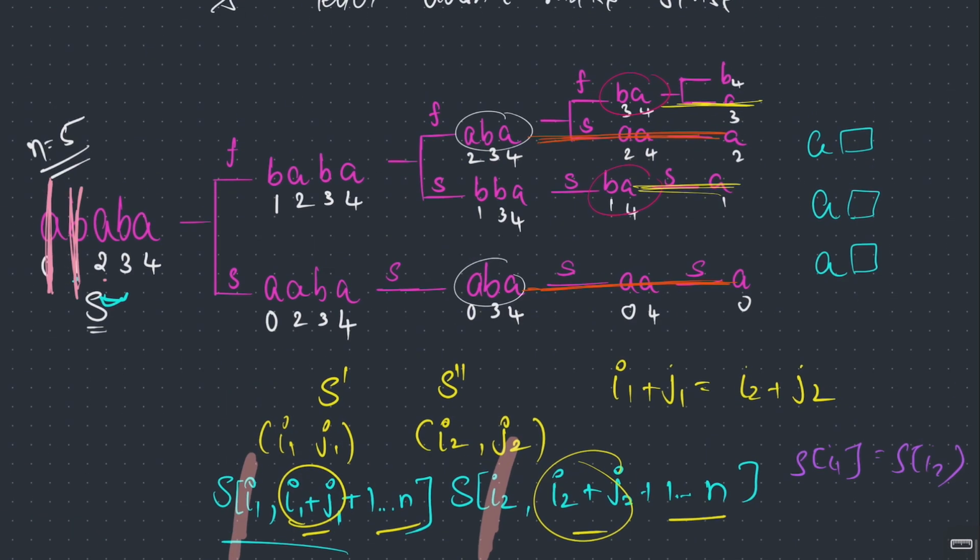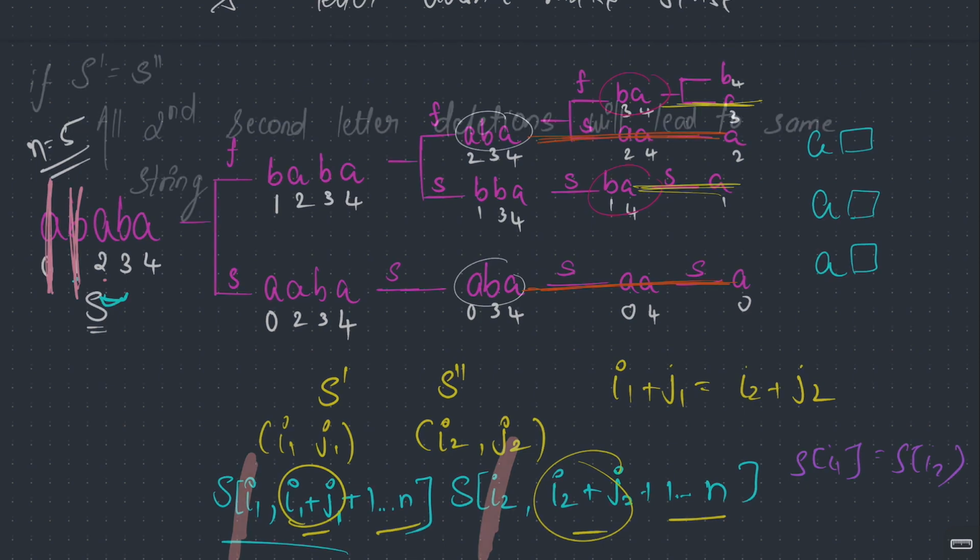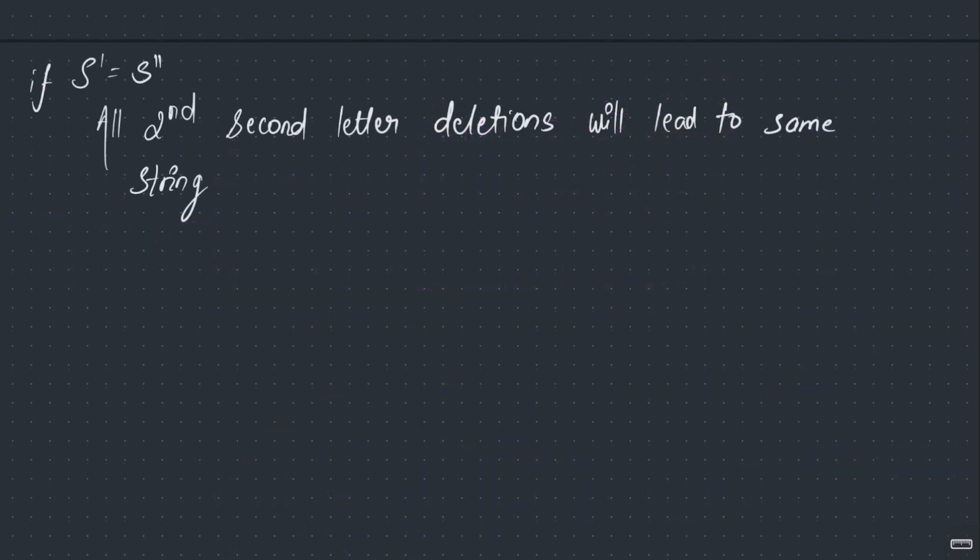So that's one good observation, that if you have reached two same strings, second letter deletions going forward are gonna be same as well. In other words, what you have just seen is if s dash equals s double dash, then all the second letter deletions will lead to the same string. That's obvious, right? Because the first character is same. If you keep on deleting second letter, it's still gonna lead to the same string. Okay. This is one observation.